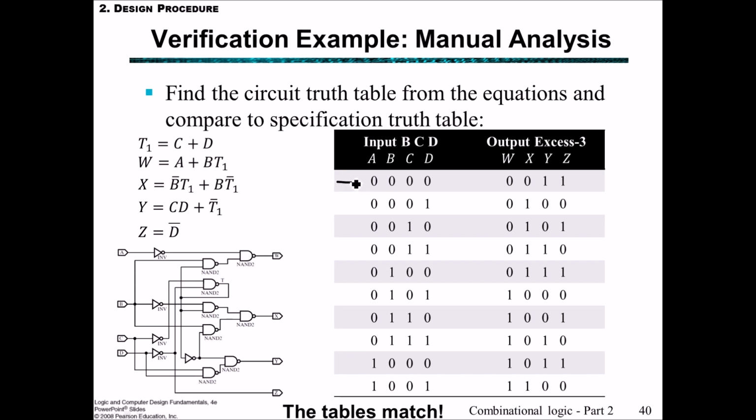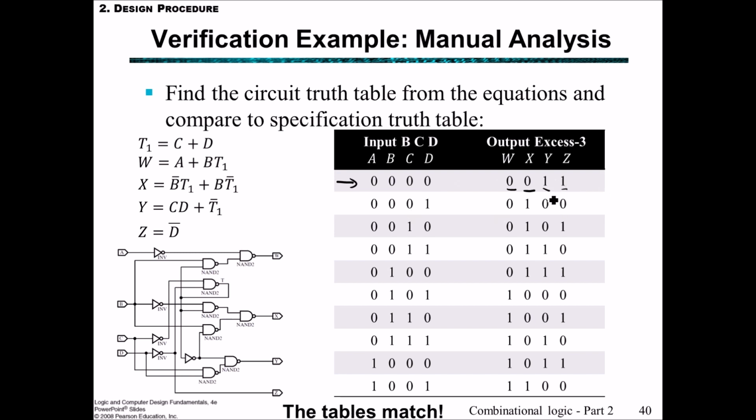So let's do this first one with our equations. We have W equaling A or B and D. A, B, C and D are all 0. Then clearly W is going to be 0 as well. X, not B and D or B and not D, with C and D both 0, is going to be 0. Y, C and D or not C or D, that is the negation of that. So since C or D is 0, then the negation of that gives 1, and Z equaling not D. So since we have 0 here, not D is 1.